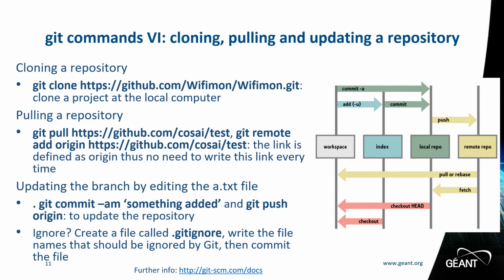In this slide, we show the git commands for cloning a repository with git clone, pulling a repository with git pull, and updating a repository. For the repository update, a user must do the following: git commit -am "something added", and git push origin to push the changes to the repository. Note that the user can make git ignore specific files by listing them in the file called .gitignore.